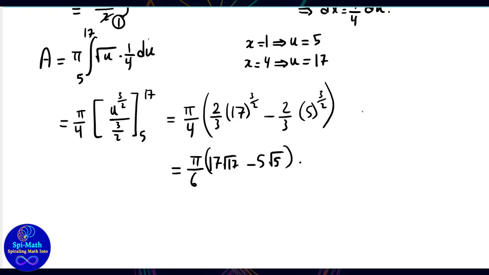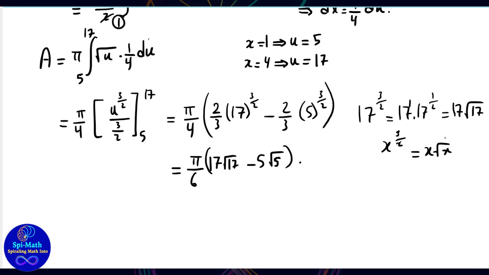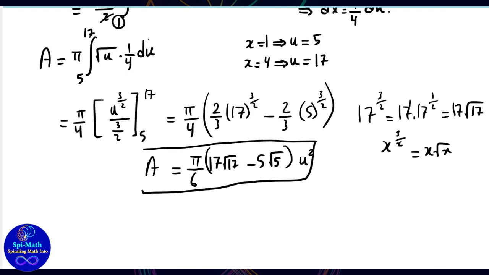So just to clarify, 17 power 3 over 2, which is 17 times 17 power half, is 17 radical 17, which is the normal rule of powers. X power 3 over 2 is x radical x. This is the answer, in square units, because we are calculating area and this area is clearly a positive number. For more complicated expressions and integrals, we will see more videos on our website. Thank you for watching.